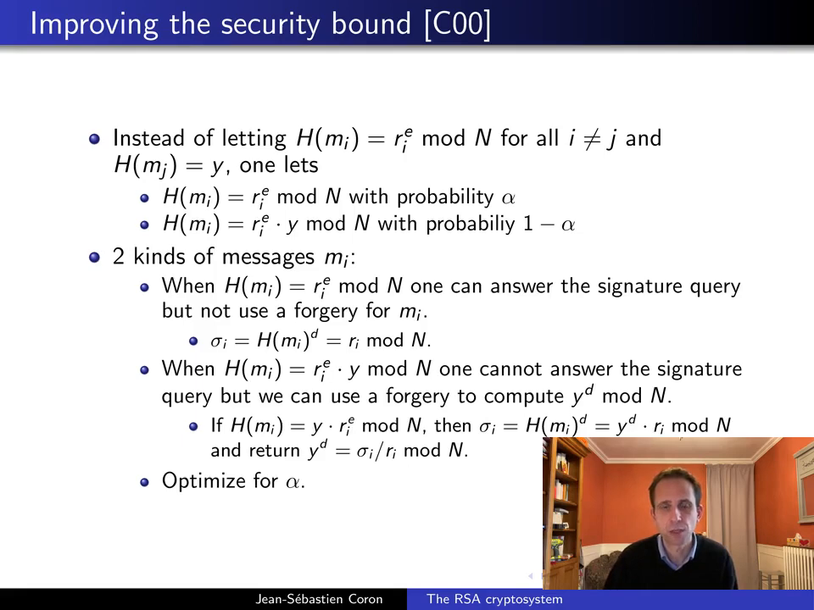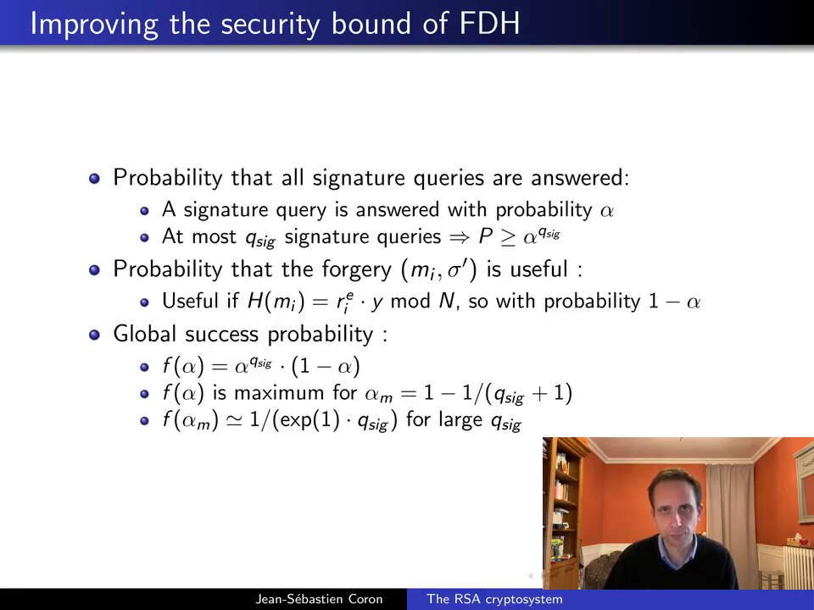we have failed. So we must optimize for alpha, but it is easy to optimize by computing the corresponding success probability for the reduction. So we see that the probability that all signature queries are answered is actually alpha to the power of qsig, because each individual signature query is answered with probability alpha, and all these events are independent. So if there are at most qsig signature queries, then we can answer all the signature queries with probability at least alpha to qsig.